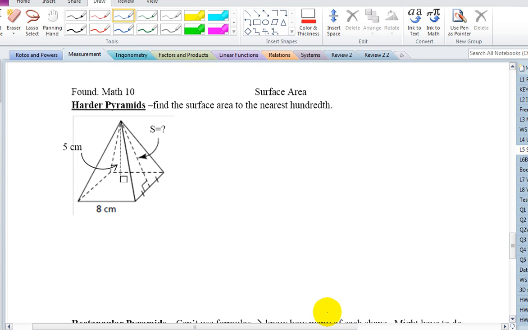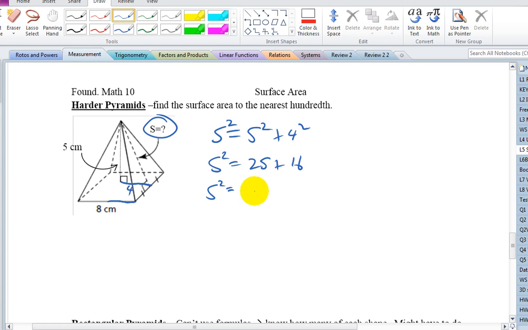These ones are going to be a little bit harder, and the reason why is because you actually have to find the slant height. Keep in mind that this here is what number? 4, because it's half of 8. Okay, go ahead, find the slant real quick. Go. Square root 41.